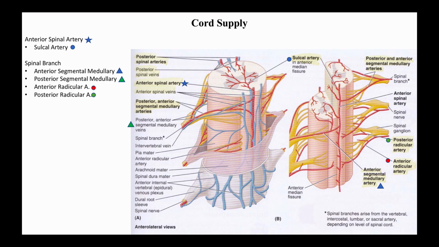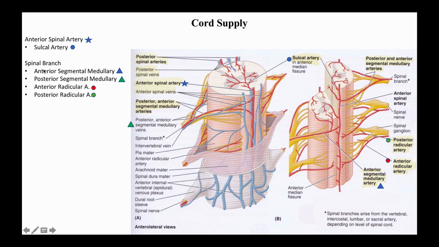If we come over here into our cord supply, the anterior spinal artery we already talked about. We can see it right here. The anterior spinal artery is bringing blood all down the anterior portion of the spinal cord. That will give off the sulcal arteries, which provide two-thirds of the blood supply for our actual spinal cord. Here's our sulcal artery right here. You can see it's supplying the anterior and posterior gray matter, with just a little bit of arterial supply coming from the posterior spinal arteries.